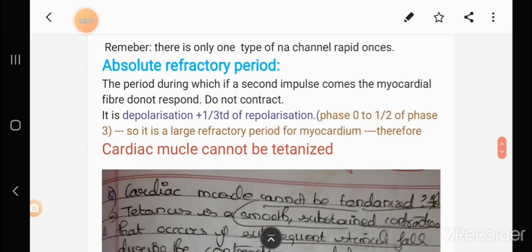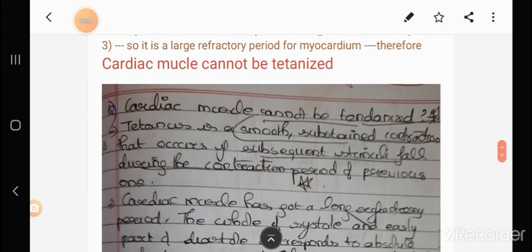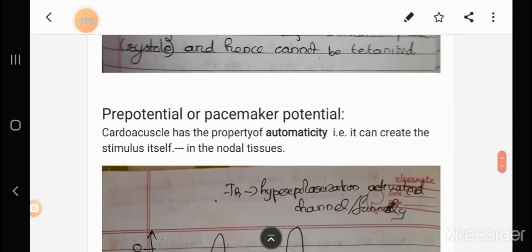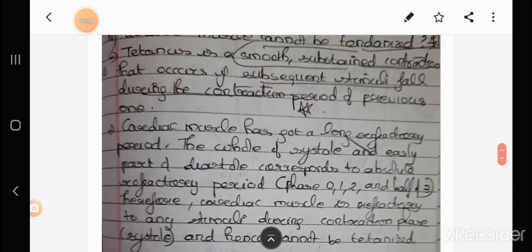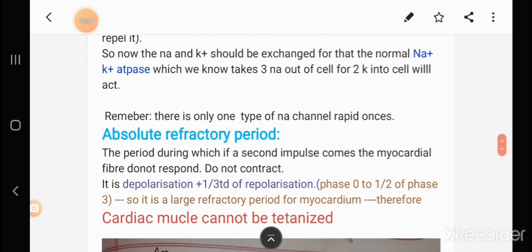But in the case of cardiac muscle, as the absolute refractory period is long, any stimulus coming during that period will not produce a response, or will not result in contraction of the myocardium. So this tetany condition cannot occur in cardiac muscle. Cardiac muscle cannot be tetanized because its absolute refractory period is quite long. So that is all about the plateau potential.